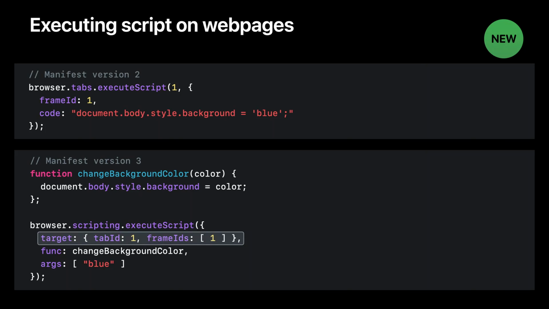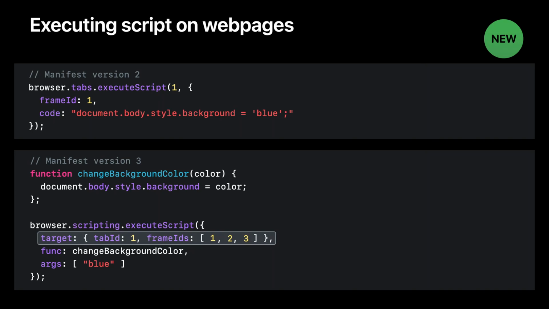And note that with scripting, there's a new property called target. This property is used to specify where the script should run. In order to execute a script, you have to specify the ID of the tab you want the script to execute in. This API will return an error if the tab ID isn't specified. Then, if you'd like to select which frames of the web page to inject the code, you can specify the frame IDs. Note that with the Tabs API, you can only specify one ID, but with scripting, you can specify multiple IDs.